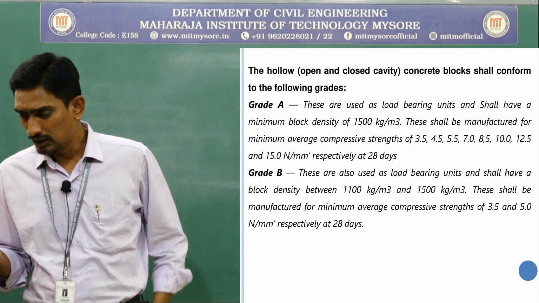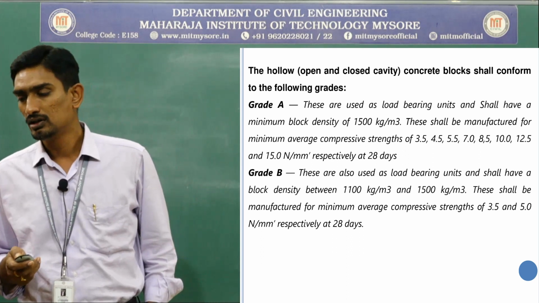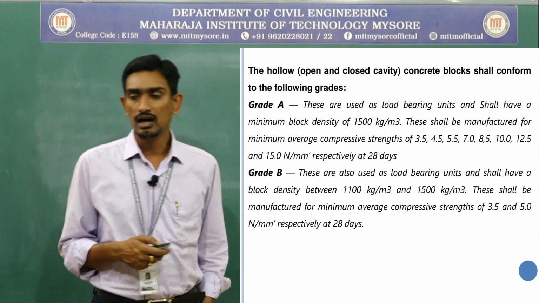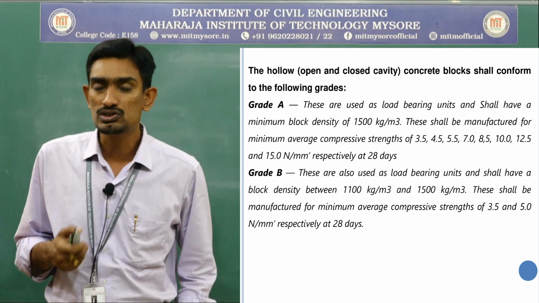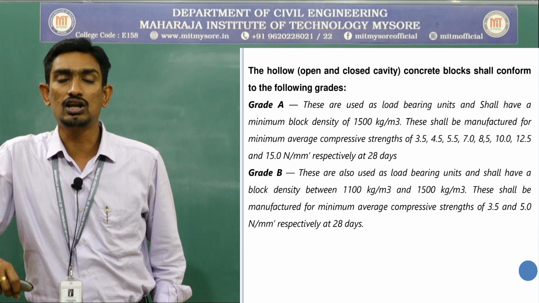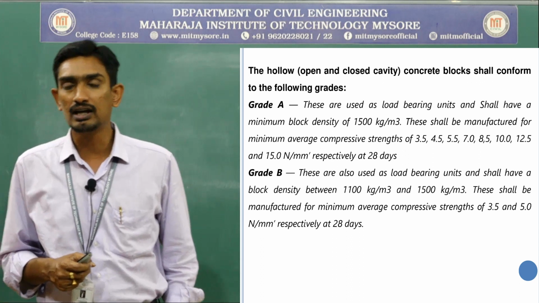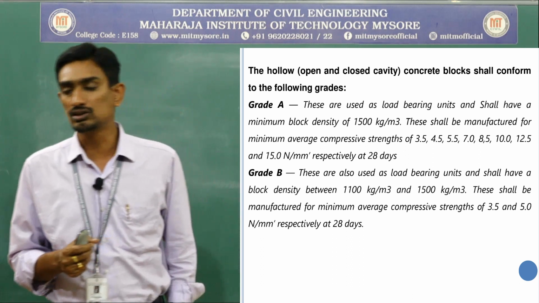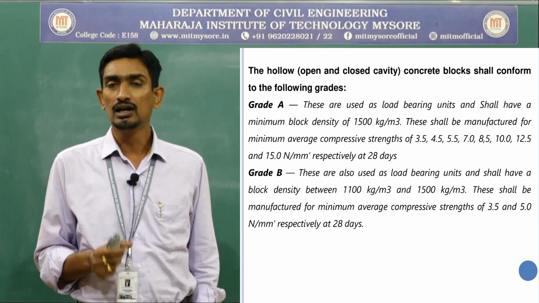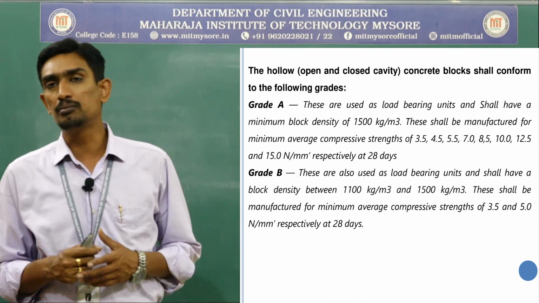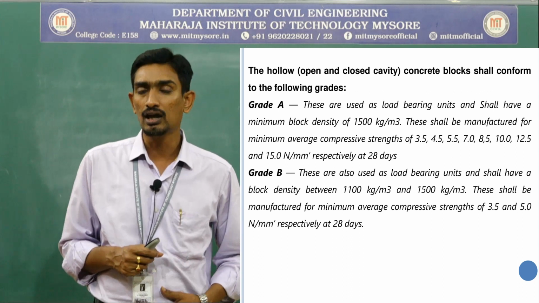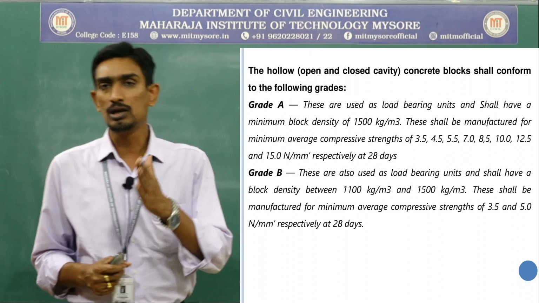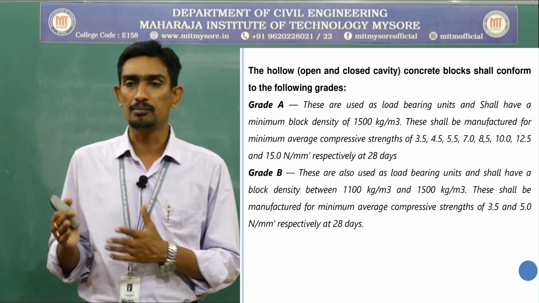So preferably that is grade A. Grade A blocks are used as load bearing units and shall have a minimum density of 1500 kg per meter cube. This grade A will have a strength, as I specified in yesterday's class, a minimum compressive strength of 3.5 MPa. Hence the grade A concrete block should possess a minimum strength of 3.5 MPa, likewise 4.5, 5.5 and so on.